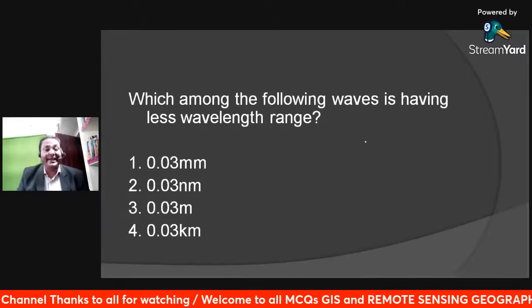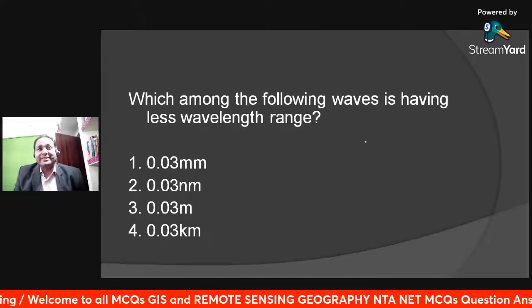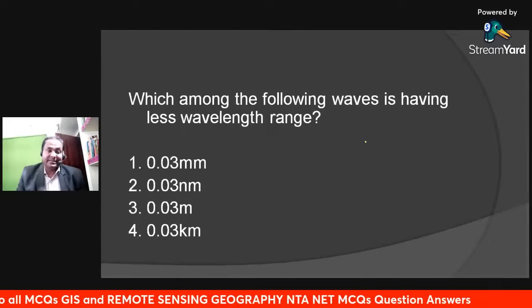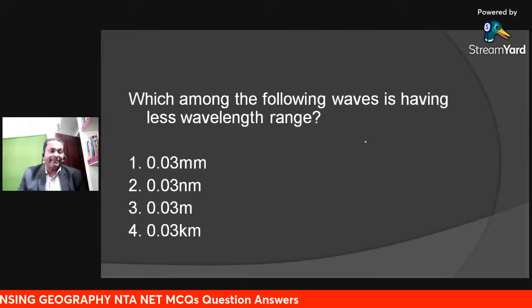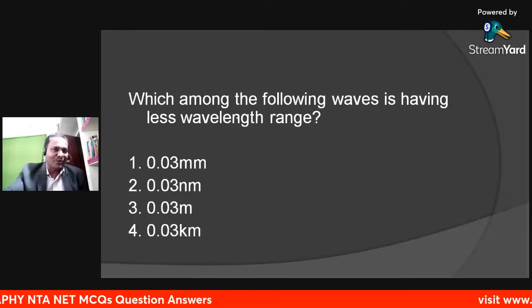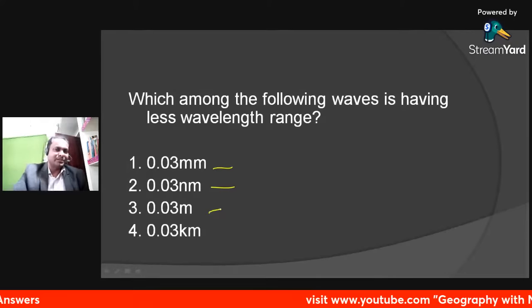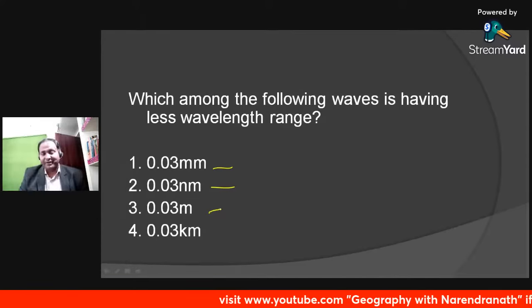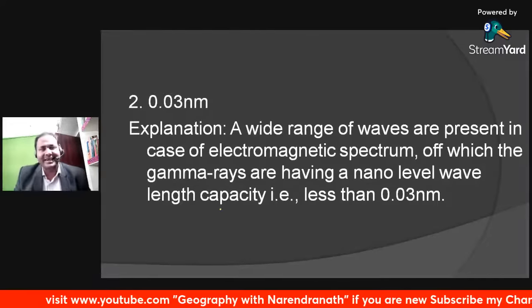Something very important for the NET exam. Which of the following waves has the smallest wavelength range? The options are 0.03 nm, 0.03 mm, 0.03 m, and 0.03 kilometer. So definitely 0.03 nm is the correct answer.